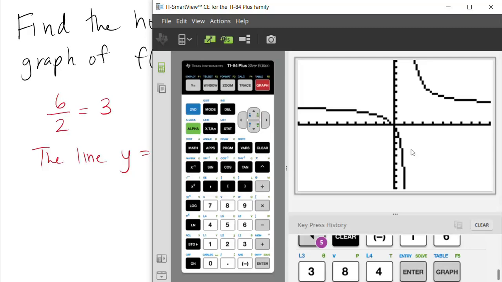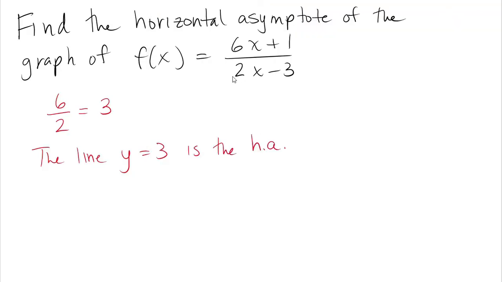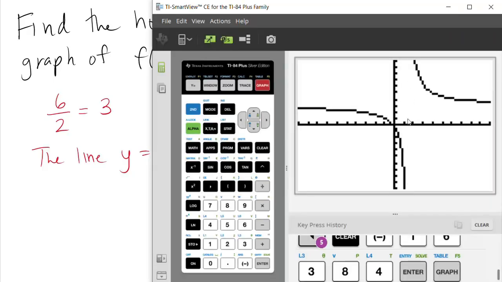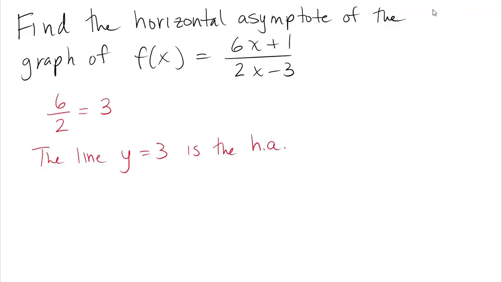As an aside, you see how the function's breaking right here? That's because of the domain restriction at 3/2. The vertical asymptote is the line x equals 3/2 or x equals 1.5. That wasn't a question in this example, but I hope you can see that that's what's happening there.